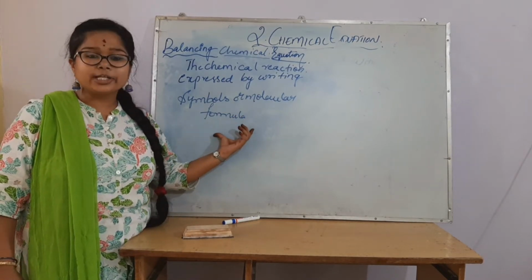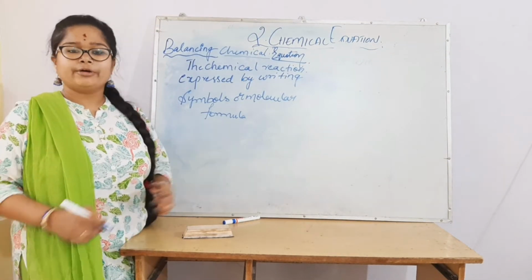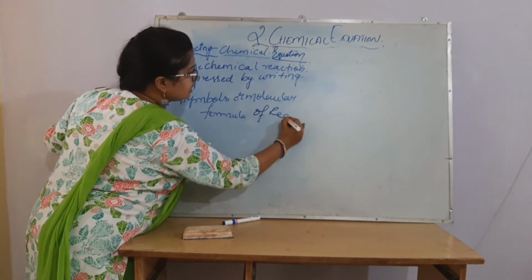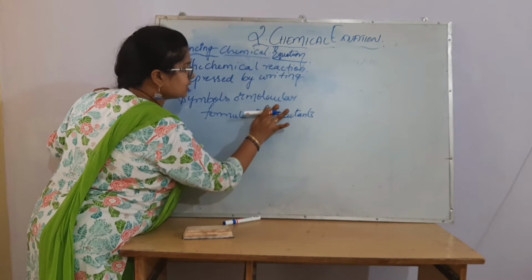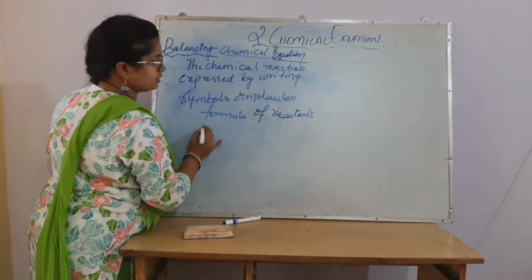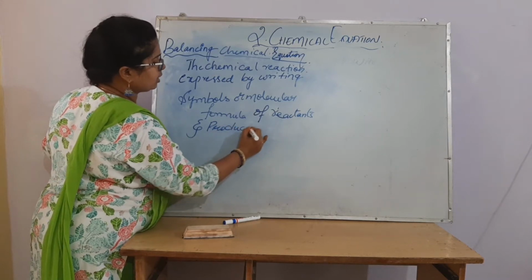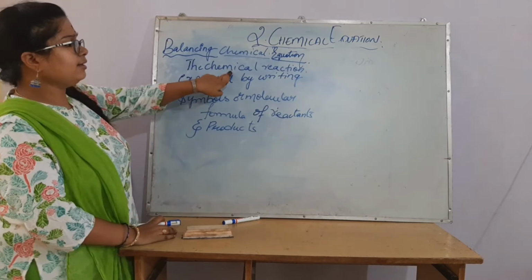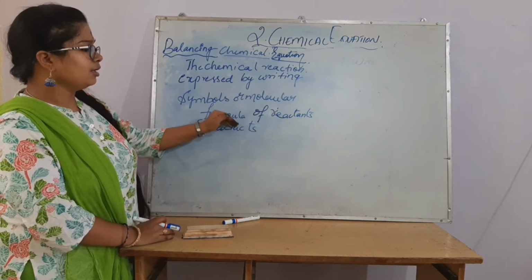Of what? Shall I write my name or your name? No. Of reactants and products. What are reactants? Which will react, the substances which combine to react. Reactants and products are called as what? A chemical equation. The chemical reaction is expressed by writing symbols or molecular formulas.